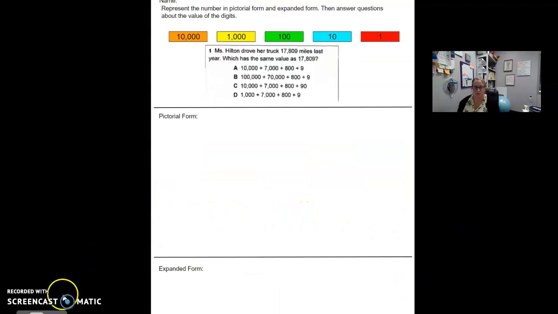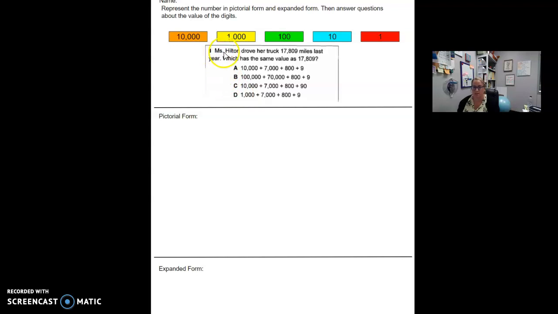Here is the question. It says to represent these numbers in pictorial and expanded form. So again, I have my place value discs to help me. Now this one is a little bit different because I actually have answer choices for it. But I want to talk about how we actually tackle a problem like this. So let's read the problem first.